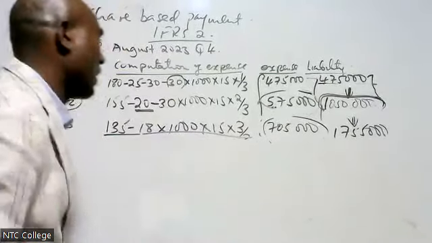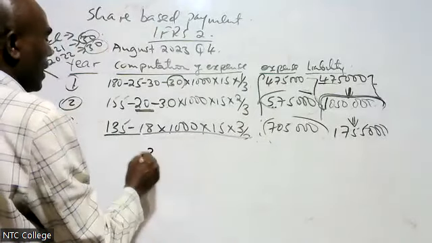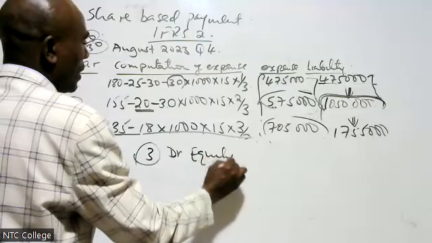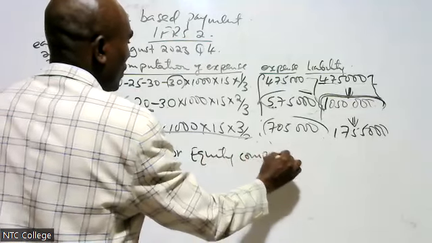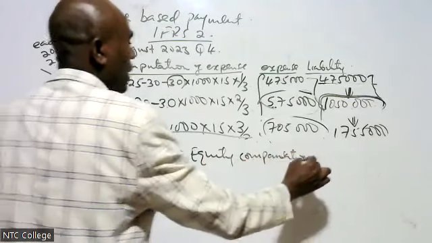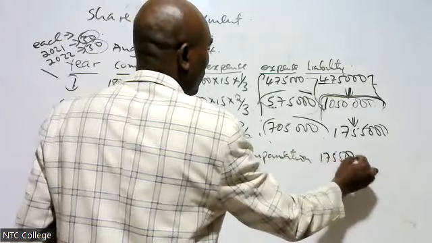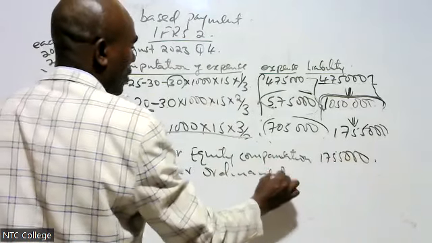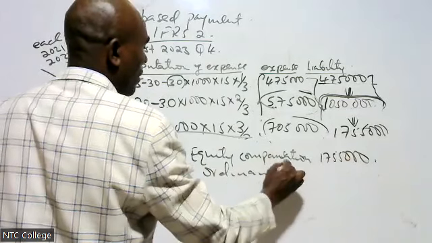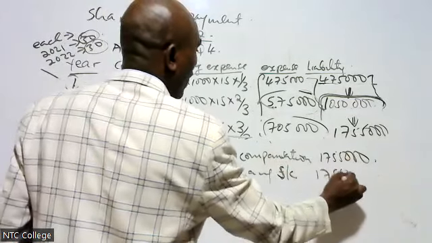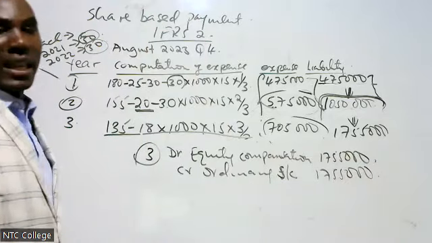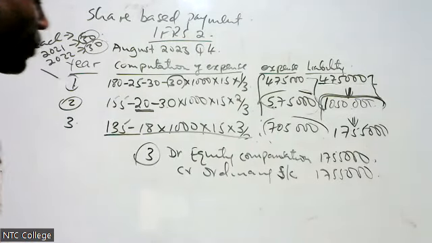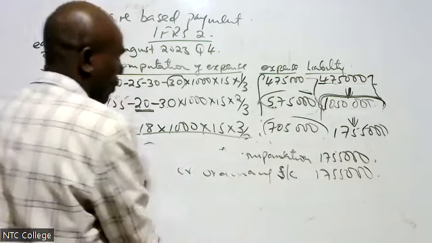I said in year 3. Let me repeat where I wrote in year 3. I said you debit equity compensation 1755. Then you credit ordinary share capital with 1755, because at that point, we are issuing shares. Just follow what Marie is doing so that we don't waste time repeating a lot of things here.